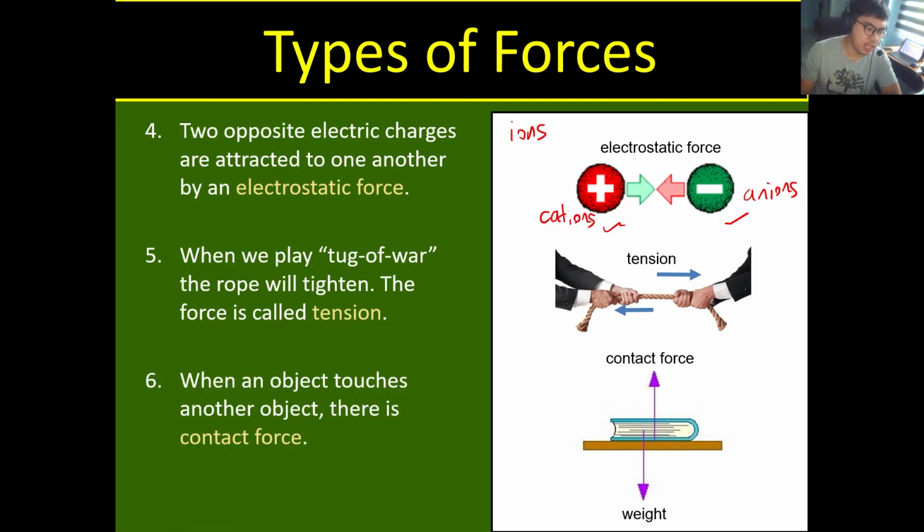When an object touches another object, there is contact force. So you can see here, this book is in contact with the table. It's touching the table, and because of that, there is a force that pushes the book upwards, and that force is called the contact force. So when you touch things, you will have a force, especially when you touch surfaces or walls or floors. Then there is contact force pushing against you when you push any surfaces.